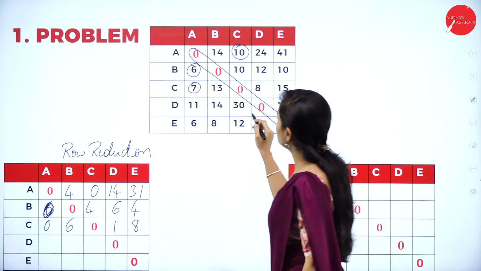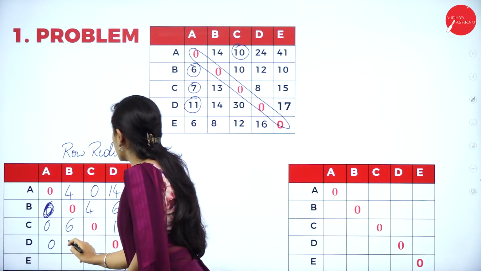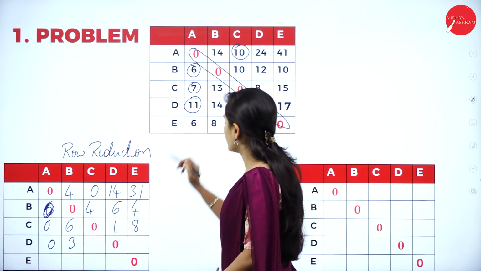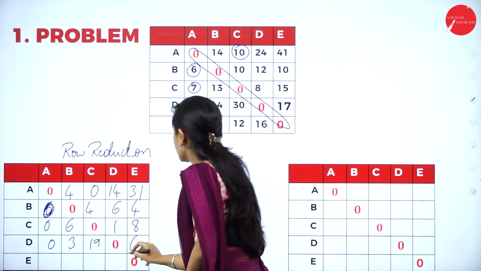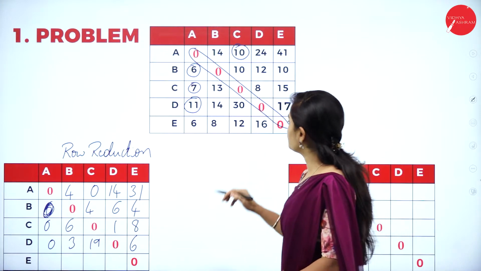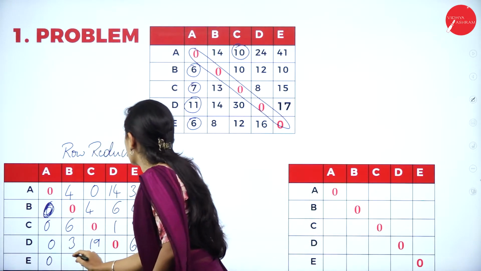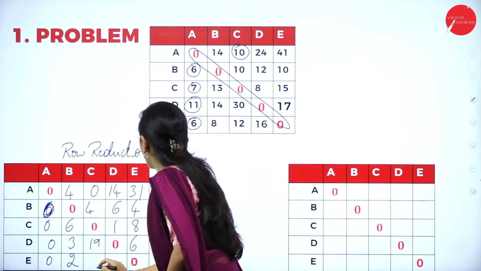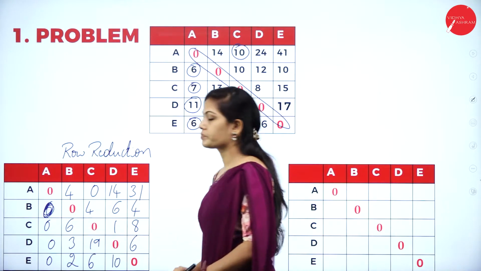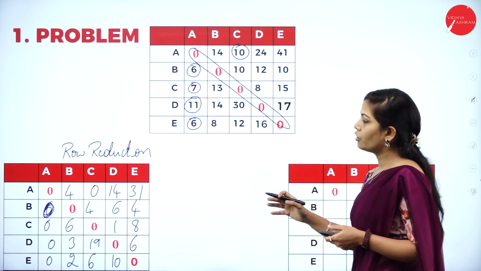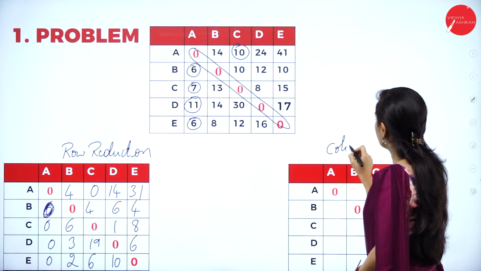And in fourth row the least value is 11, 0, 14 minus 11 is 3, 30 minus 11 is 19 and 17 minus 11 is 6. And in fifth row the least value is 6, 6 minus 6, 8 minus 6 and 12 minus 6 it is 12 and 16 minus 6 it is 10. And now I have completed the row reduction. So next is column reduction.